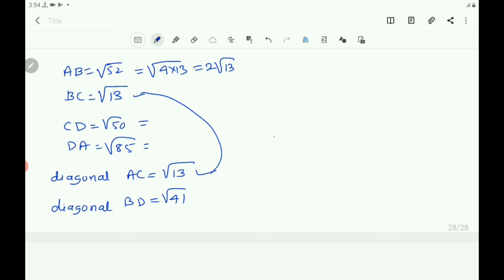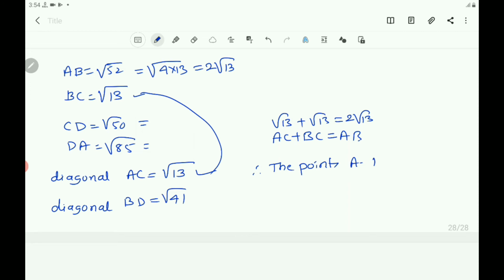Therefore you can say that AC plus BC gives AB. How? AC is root 13 plus BC is also root 13, that equals AB, which is 2 root 13. So you get AC plus BC equals AB. It means the points A, B and C are collinear. Therefore the points A, B, C are collinear.